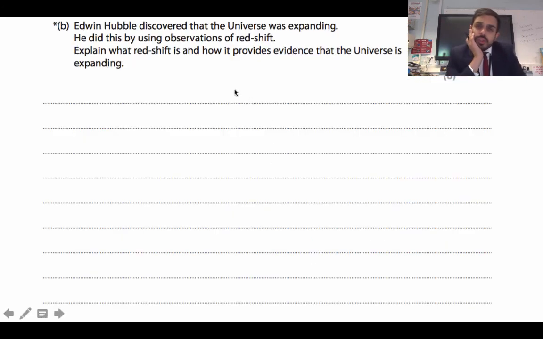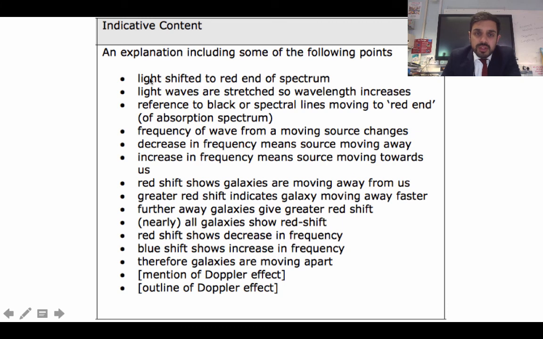Edwin Hubble discovered the universe was expanding. He did this by using observations of redshift. Explain what redshift is and how it provides evidence the universe is expanding. Okay, now, what sort of things would you write? What do we know about redshift? Yep, so remember, bullet point it. So what is redshift? In fact, rather than me writing this, I'll show you the points.